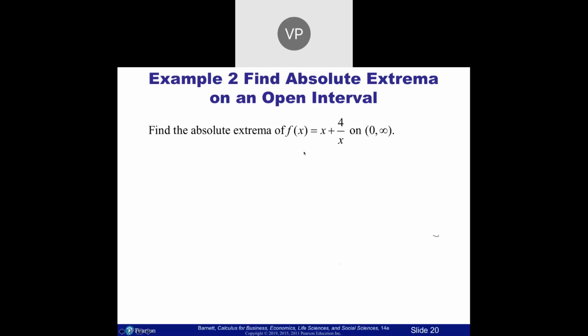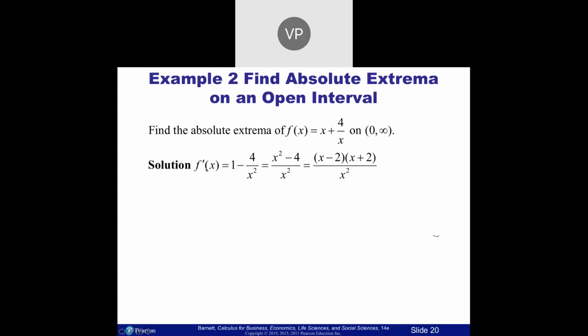Okay, and then the last one, we'll do another example here. Find the absolute extrema of the function of this graph right here, between 0 and infinity. Now notice, not including 0, and obviously you never include infinity. So this is going to be an interesting thing here as well. Okay, so let's see what we get.